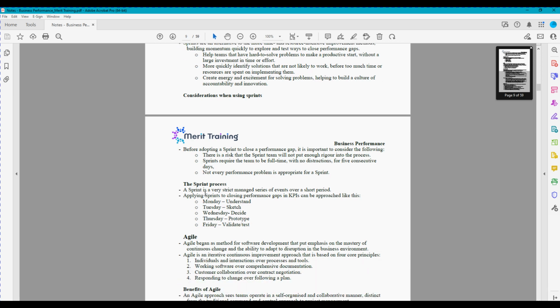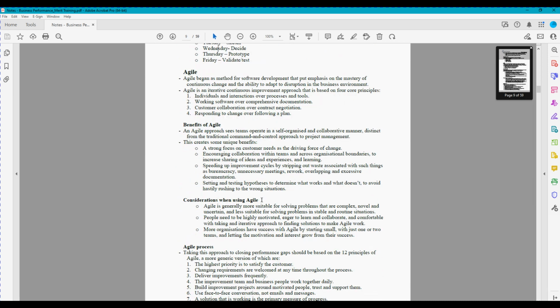So you could have a sprint meeting every day, which is more about, like, Monday, okay, let's just understand the problem. Tuesday, let's sketch out the solutions. Wednesday, let's decide on a solution. Number 4 is let's build a prototype. Number 5, let's validate and test it.